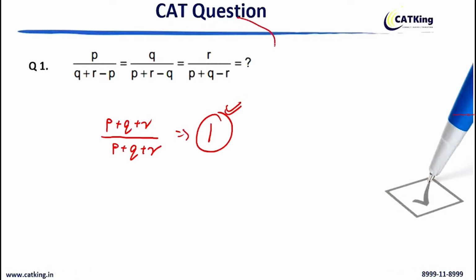But then why has CAT given this question? The reason is, guys, that when you apply this property, you are assuming that p plus q plus r is not equal to 0. Keep this in mind: whenever you are applying this property, you are assuming that p plus q plus r is not equal to 0.